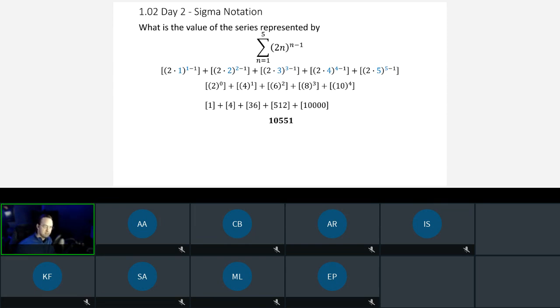Test is looking pretty easy so far. So if you notice, I am putting the lesson and what day it was, because 102 was 3 days and then 103 was 2 days. So if you notice, this exam is mostly 1.02, whether it's day 1, day 2, or day 3. A lot of it's 102.